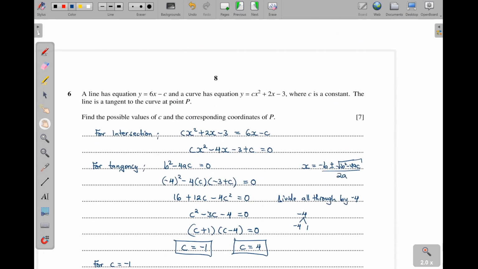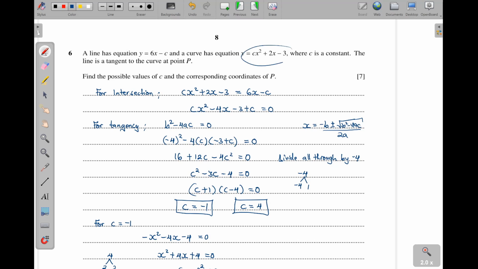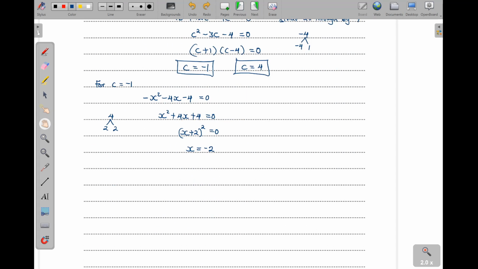Now, from here, I can get the value of y by substituting either in this one or this one here. But I think the easiest one would be this one. So y is equal to 6x minus c. y is equal to 6, then the x value is negative 2, then minus c is minus negative 1, so this one is going to be a plus. We shall get negative 12 plus 1, which gives us negative 11.